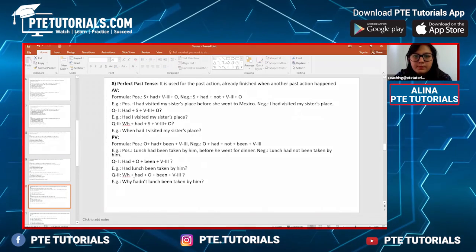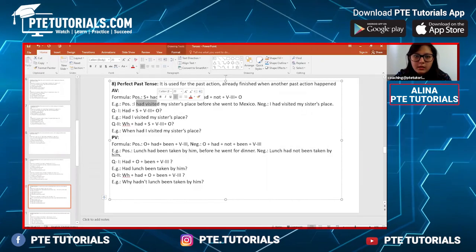Next tense is perfect past tense. It has a past action already finished before another action. Okay, I had visited my sister's place before she went to Chicago. So I had done one activity in past, that is visiting her, before she went to Chicago. If you will see, in this sentence, had visited is perfect past tense because had comes. In the second tense, simple past tense, was/were was used, and for past we can also use had to have the perfect tense indication.